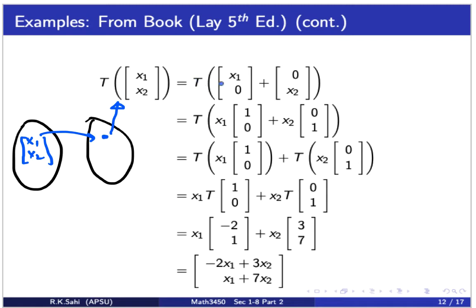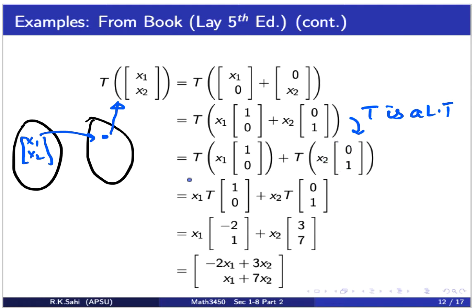Now, T of x1, 0 plus 0, x2. I can take x1 out and write this as x1 times 1, 0, because x1 times 0 is a 0. So x1, 0 is now written as x1 times 1, 0 plus x2 times 0, 1. Now from here, when we go to the next step, I'm applying that T is a linear transformation. As it is a linear transformation, it will preserve the vector addition. That's why I can write this as T of x1 times 1, 0 plus T of x2 times 0, 1.